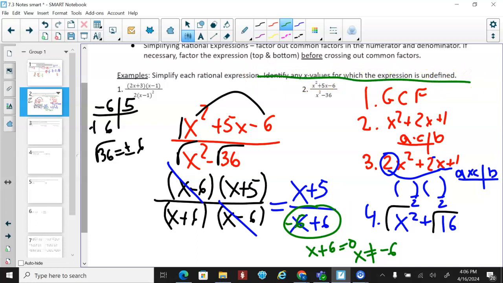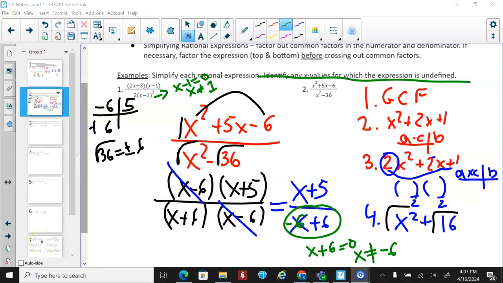Now the same thing for the first example, which I forgot to mention right here. Okay, we've got to set x minus 1 equal to 0, x cannot equal 1. Why can x not equal 1? Because right here, that's going to give me two zeros, and 2 times 0 is 0, and I cannot divide by 0. That's also called extraneous solutions, okay? So I just want you guys to know that.